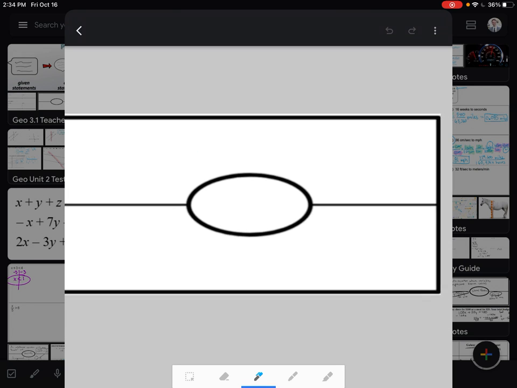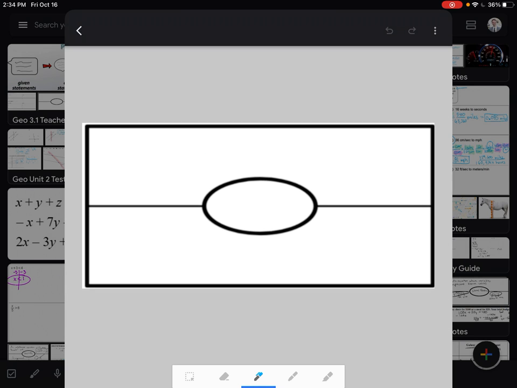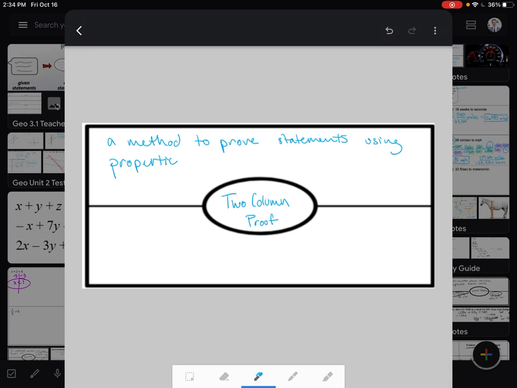So our definition for today that we're going to be looking into is actually two-column proofs. A two-column proof is a method to prove statements using properties that justify each step.